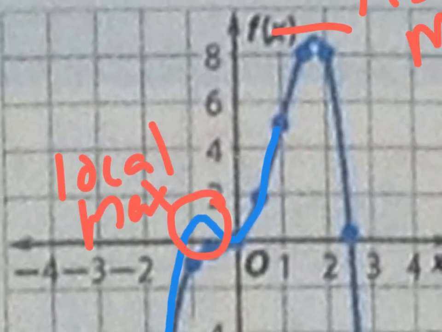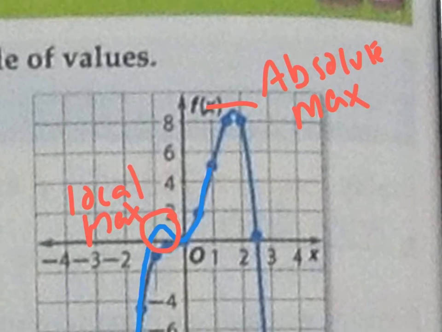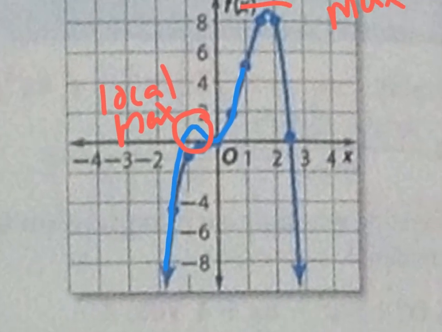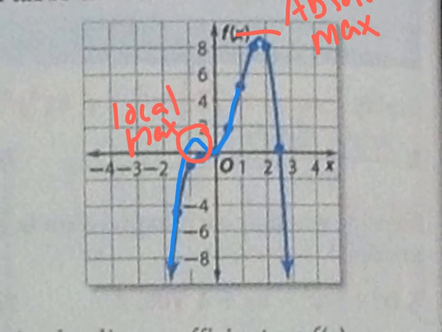But there is an absolute max value. That's the one that goes the very highest up there. Make sense? Now, on this blue graph that I drew, I modified it so you could actually see the local max. Is there an absolute minimum value on this graph? An absolute minimum value? There is no absolute minimum.